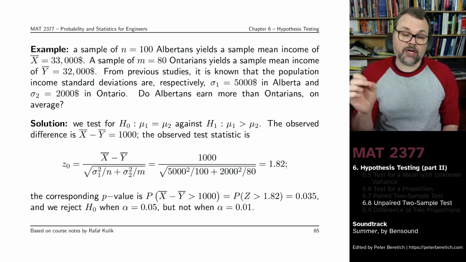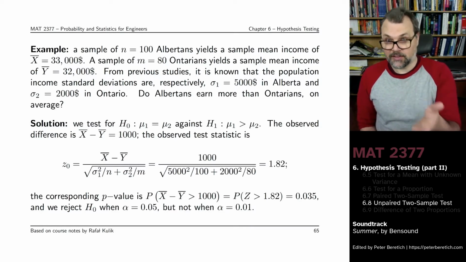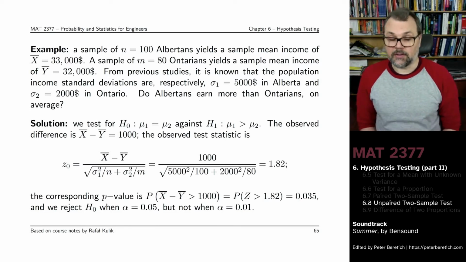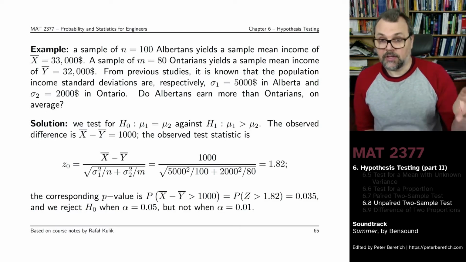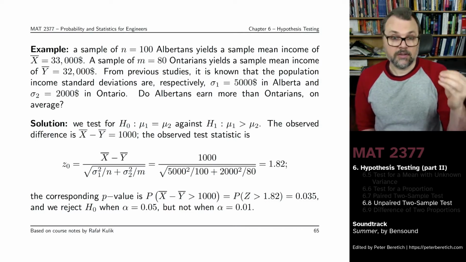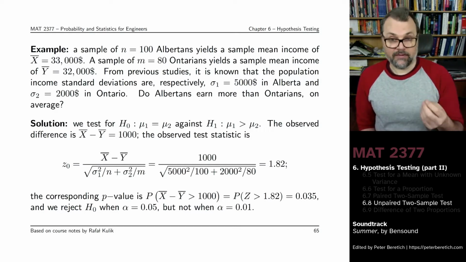So there isn't as much movement between incomes in Ontario as there would be in Alberta, based on this kind of information. So given the data that you've collected, would you feel comfortable concluding that Albertans earn more than Ontarians do on average? Because your sample of 100 Albertans gives you a higher sample income in the mean than a sample of 80 Ontarians do. Is there enough evidence here?